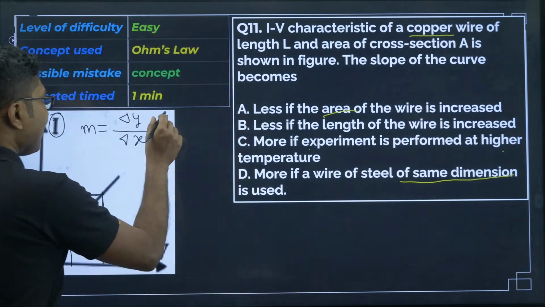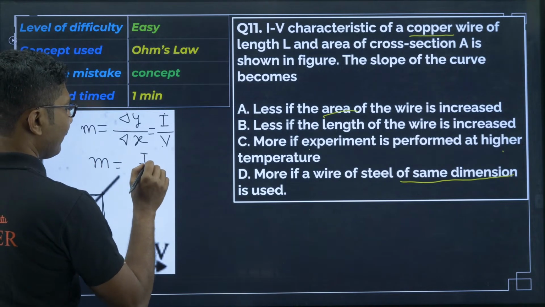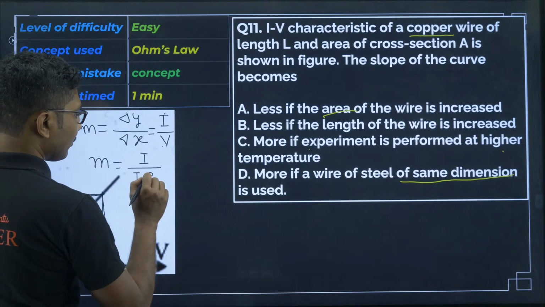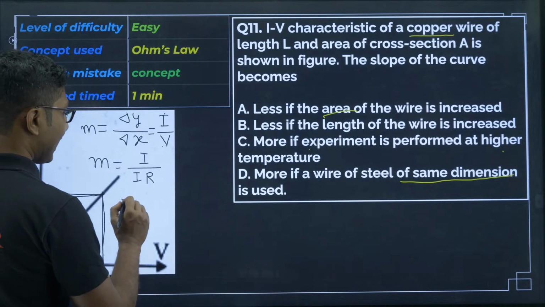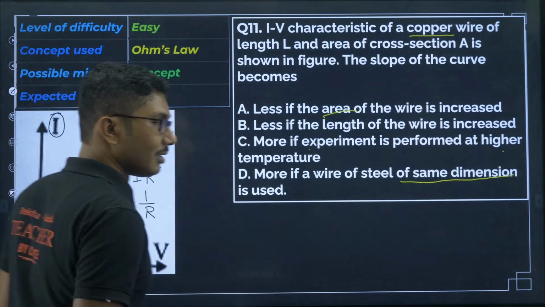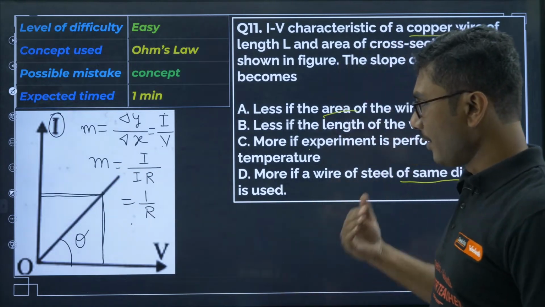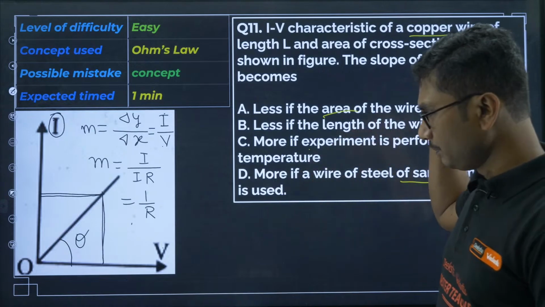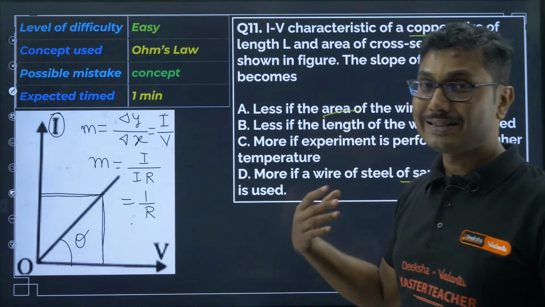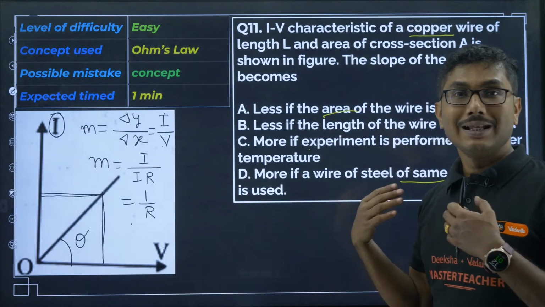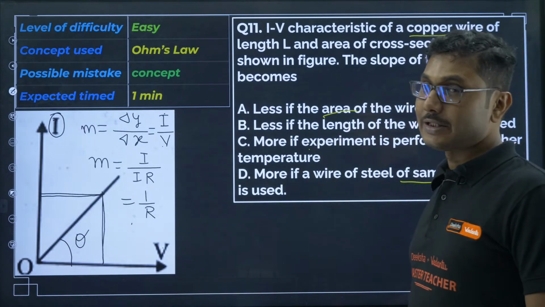Okay, so what is I by V? My slope is basically I by V, which equals 1 by R. So when the voltage versus current graph is given, the slope is basically 1 by R. We have to find out how the slope is related with resistance. If resistance is more, slope will be less. That's it. If slope is more, resistance will be less.